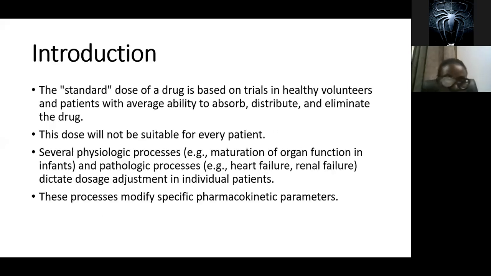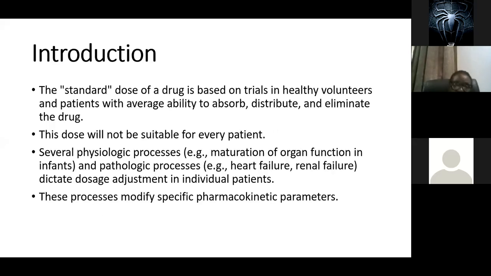Okay. So if we talk about the standard dose of a drug, it is based on trials in healthy volunteers to determine how much to give, based on the average ability of the person to absorb, to distribute the drug, and then to eliminate the drug.